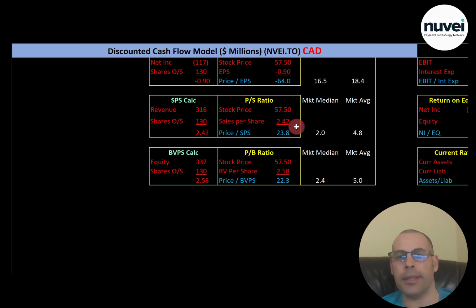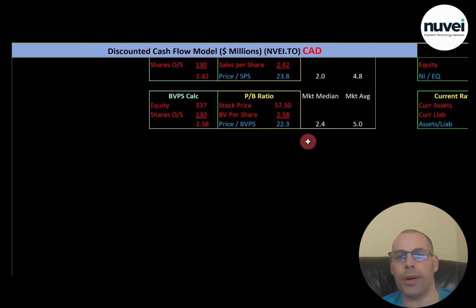They have a bad price to sales ratio. The median is 2.0, the average is 4.8. Price to sales is stock price over sales per share. To calculate sales per share, that's revenue over shares outstanding. I like to see below 2.5, they're at 23.8. So investors are paying $23.80 for $1 revenue.